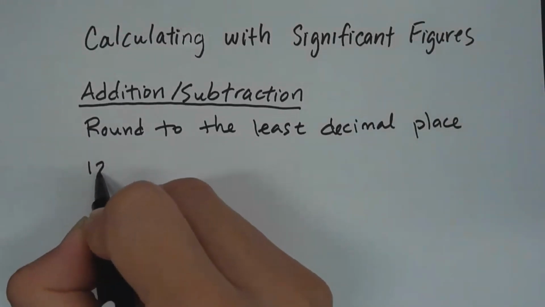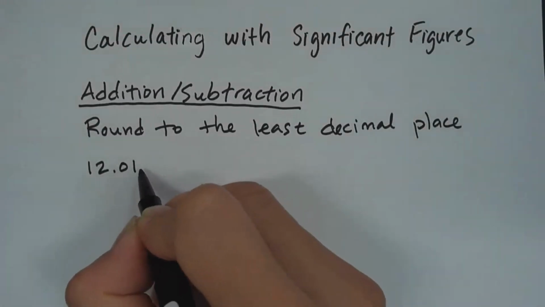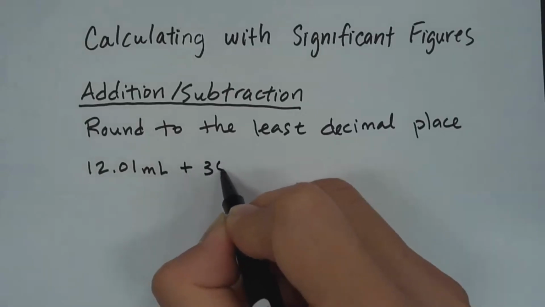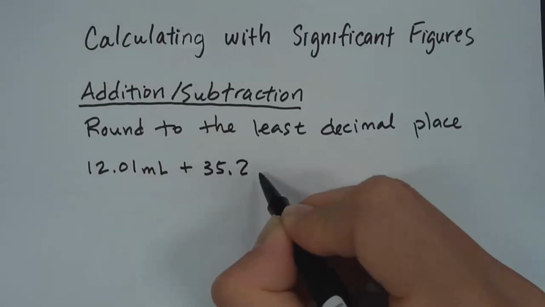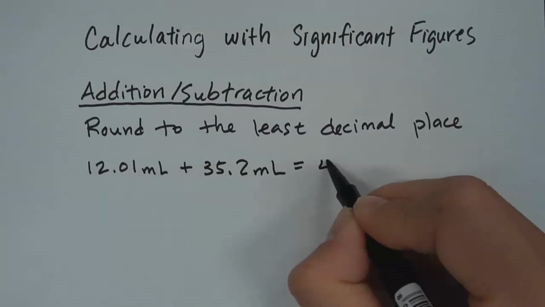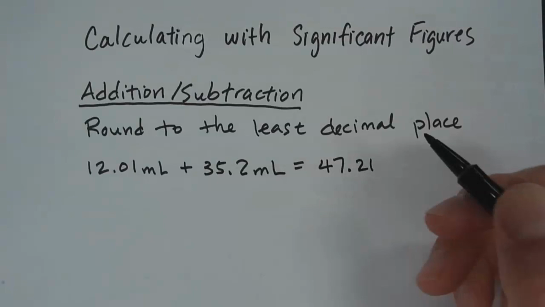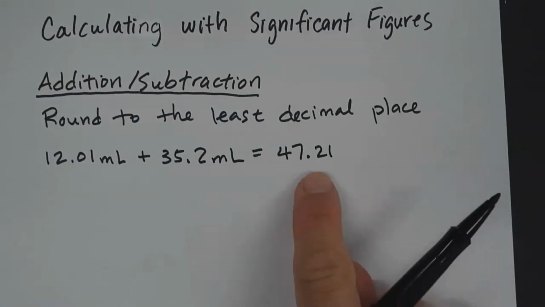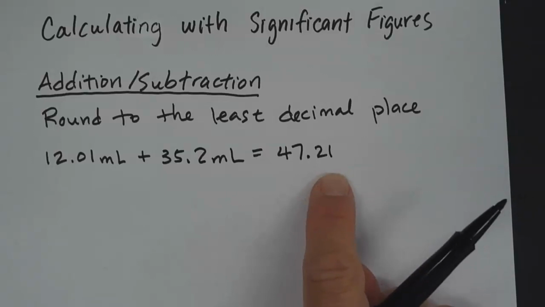So let's say we start off with 12.01 milliliter plus 35.2 milliliter. And on our calculator we get 47.21. Now there's not a whole lot of numbers after the decimal, but sometimes you do get a lot of numbers. Do we include all the numbers after the decimal here? The answer is no.